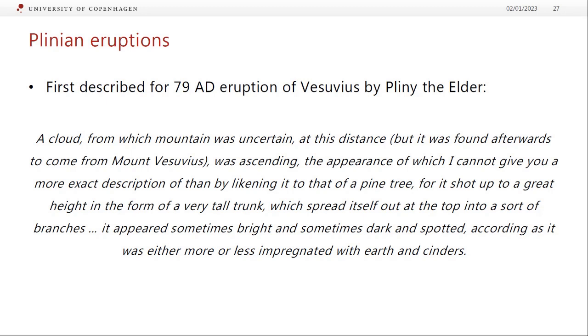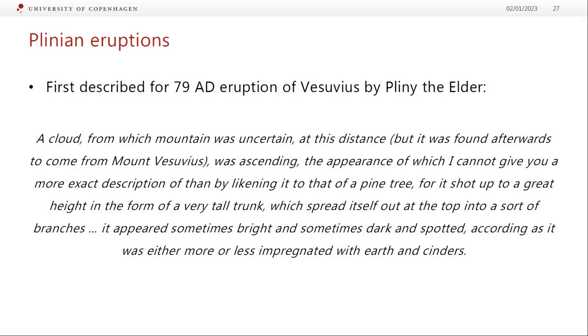So it's actually quite a good description that I've got the quote of here. A cloud, from which mountain was uncertain at this distance, but it was found afterwards to come from Mount Vesuvius, was ascending, the appearance of which I cannot give you a more exact description of than by likening it to that of a pine tree, for it shot up to great height in the form of a very tall trunk which spread itself out at the top into sort of branches. It appeared sometimes bright, sometimes dark and spotted, as it was either more or less impregnated with earth and cinders.